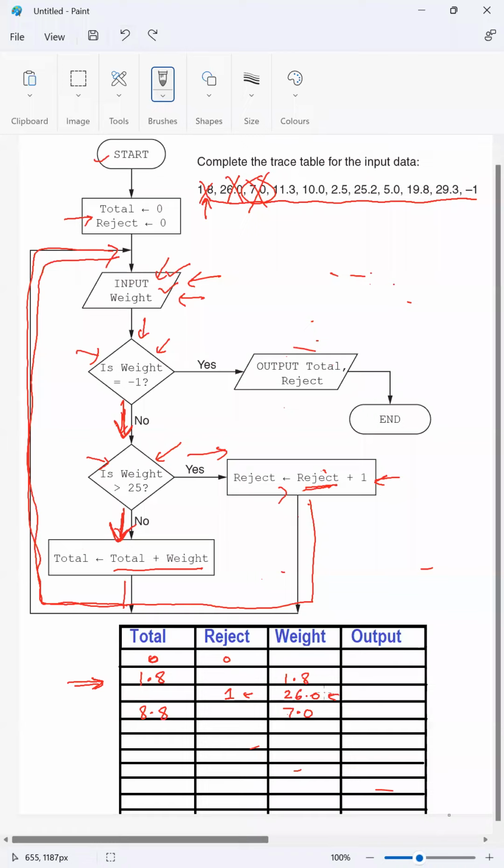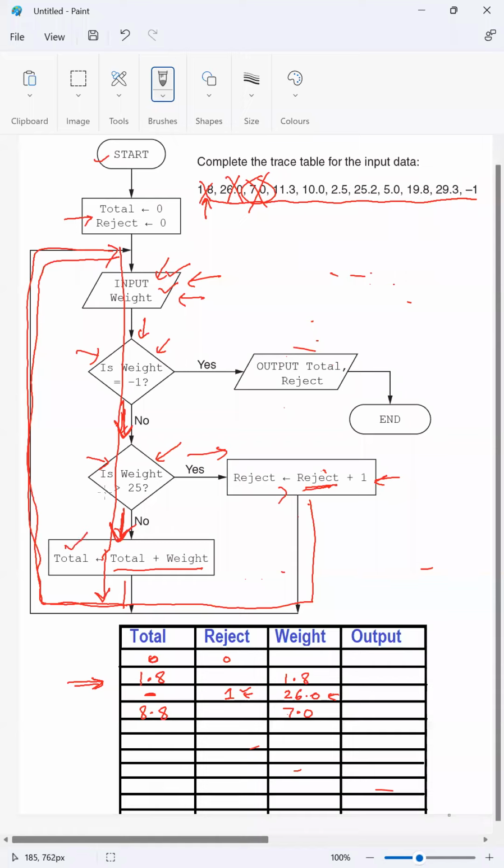When the value of weight was 26, we did not update our total, right? Because we had to update the value of reject. Therefore, we left this slot here for total empty, and that is how it should be done. If you're not visiting a variable during a run of the loop, if this was the path you were taking, then you're going to update total, right?